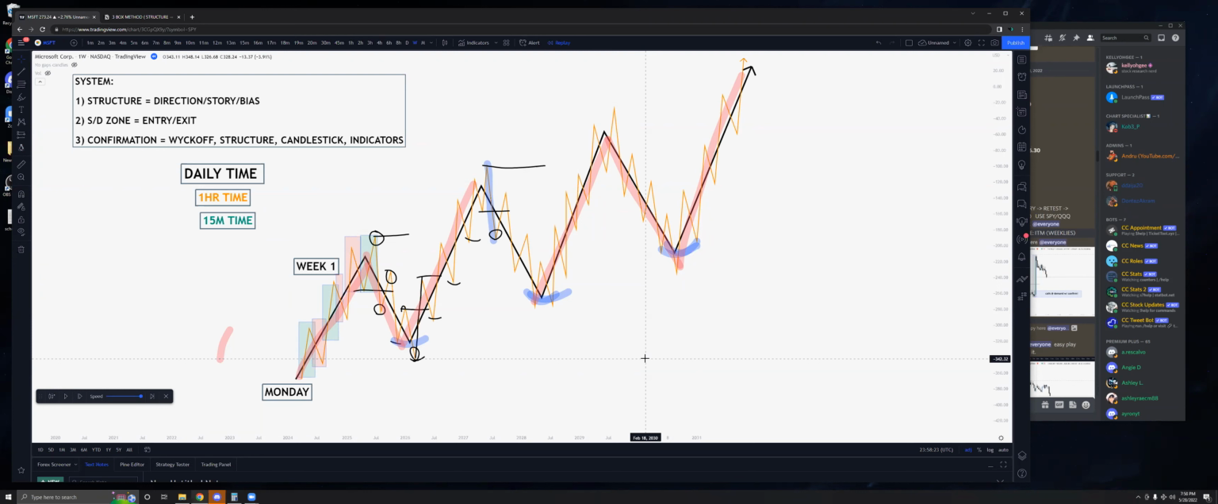Yeah, no problem. So someone said you recommend looking at the higher time frames to train your eyes to see the structure before looking at the lower time frame. Yes, correct. Look at the bigger picture just to see what it's doing.